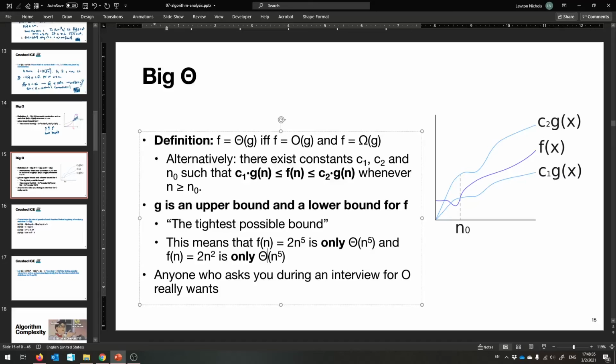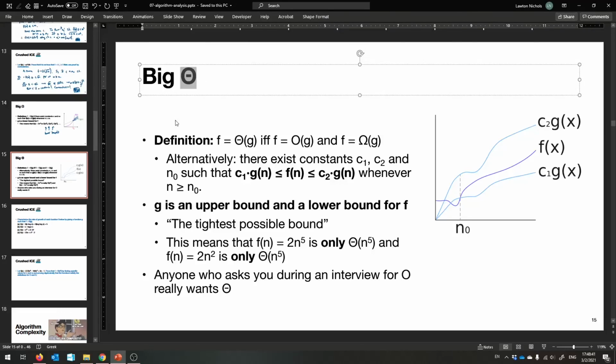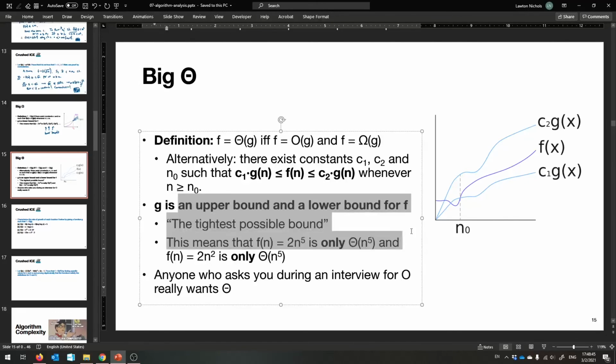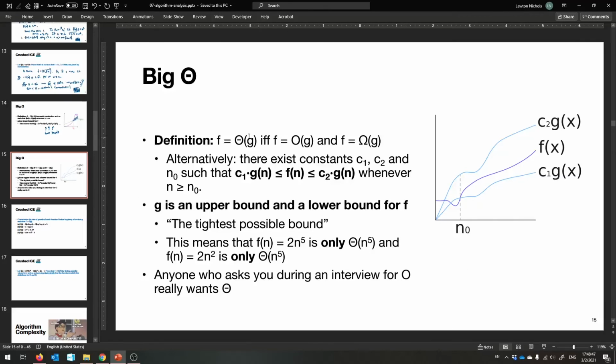They really want big theta, okay? Just in case no one's ever told you that before. Big theta is very similar to big O, but not quite. It's the tightest possible upper bound, but it's also a lower bound because of that. So let's talk about it.